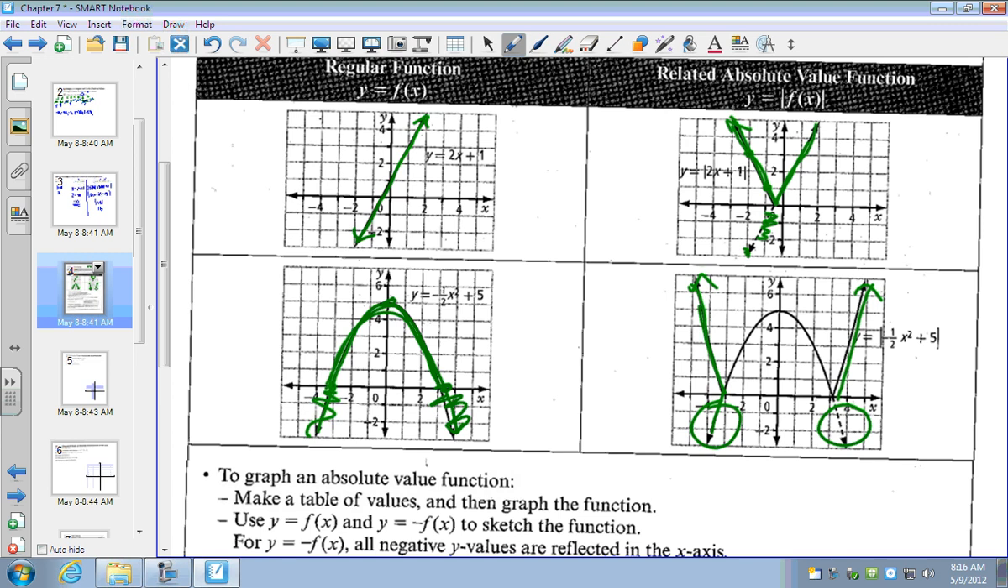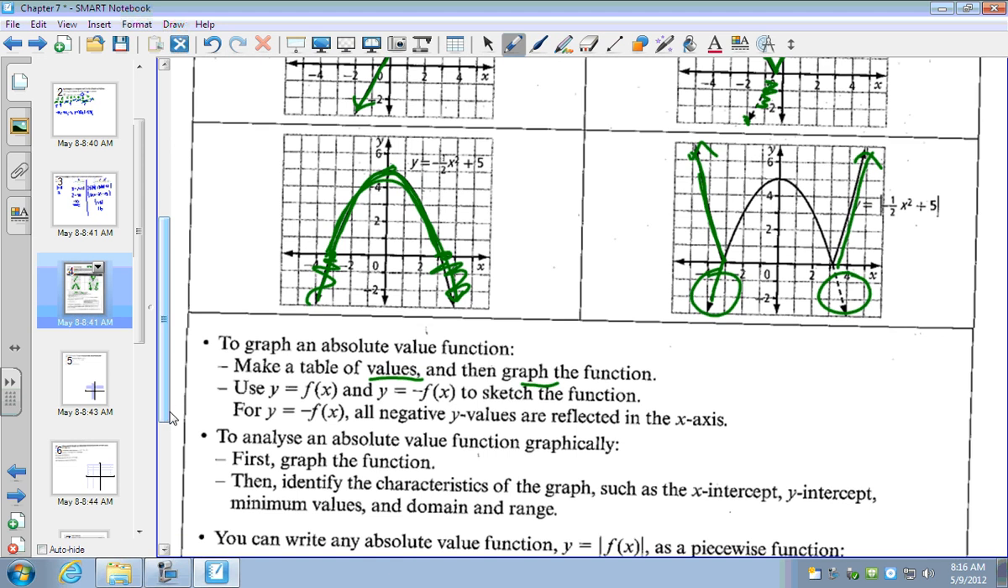Okay? So to graph an absolute value function, you need to make a table of values, then graph it, or you could use f of x and negative f of x, and whenever we use the negative of the function, all negative y values are reflected on the x-axis. To analyze an absolute value function, we need to graph it, identify the characteristics, such as x-intercept, where y equals 0, y-intercept, where x equals 0. And then we could look at minimum values, domain, all the x values, range, all the y values.